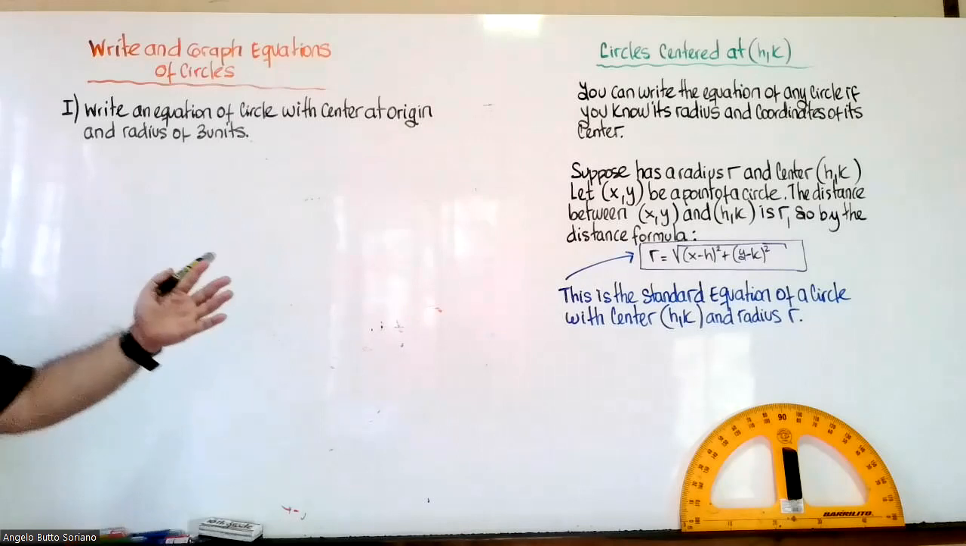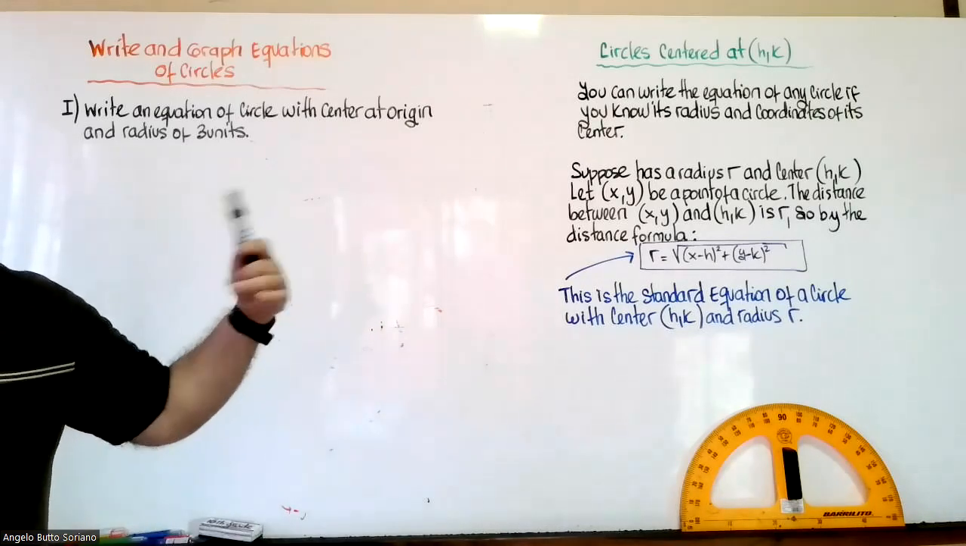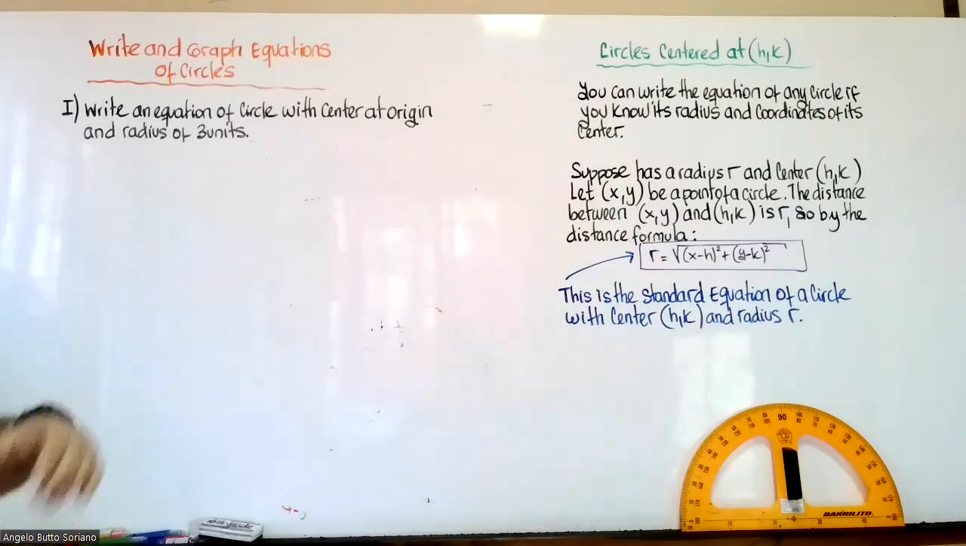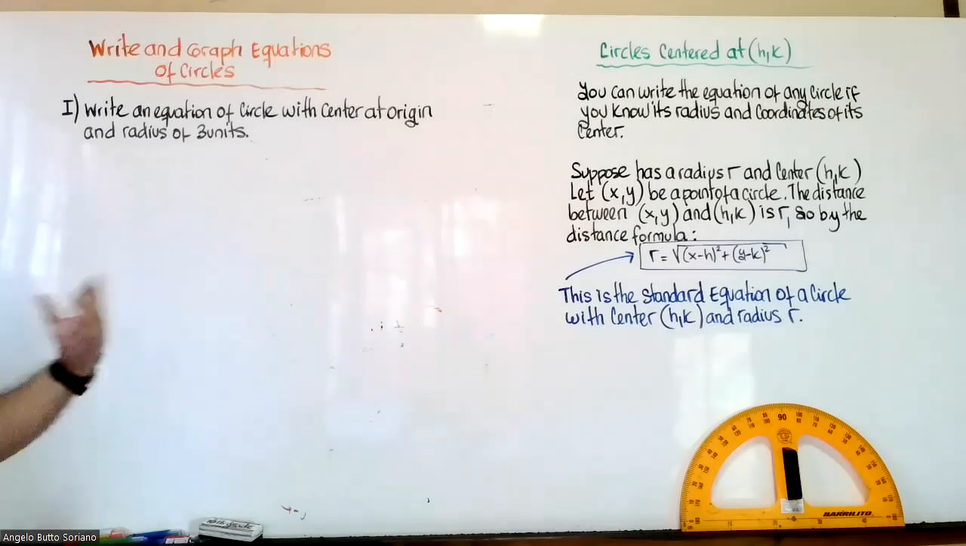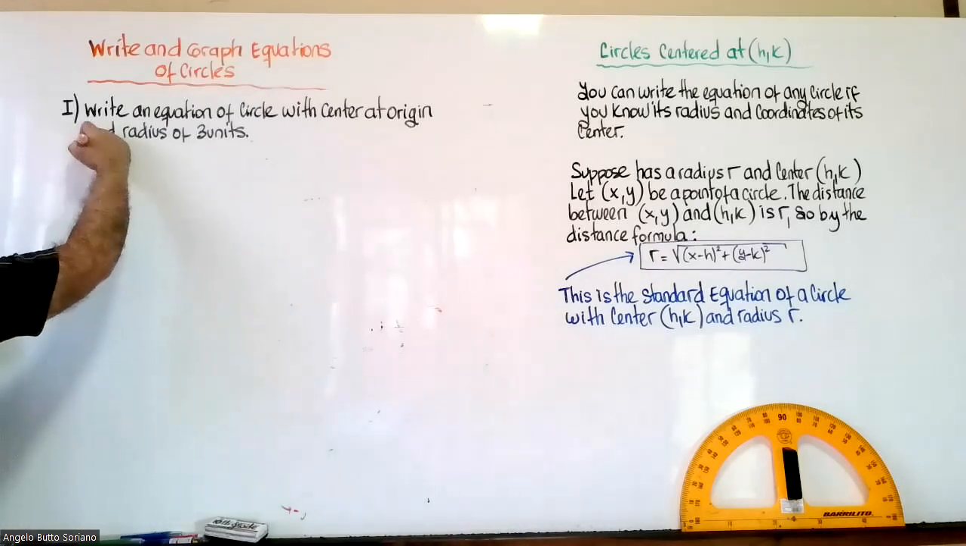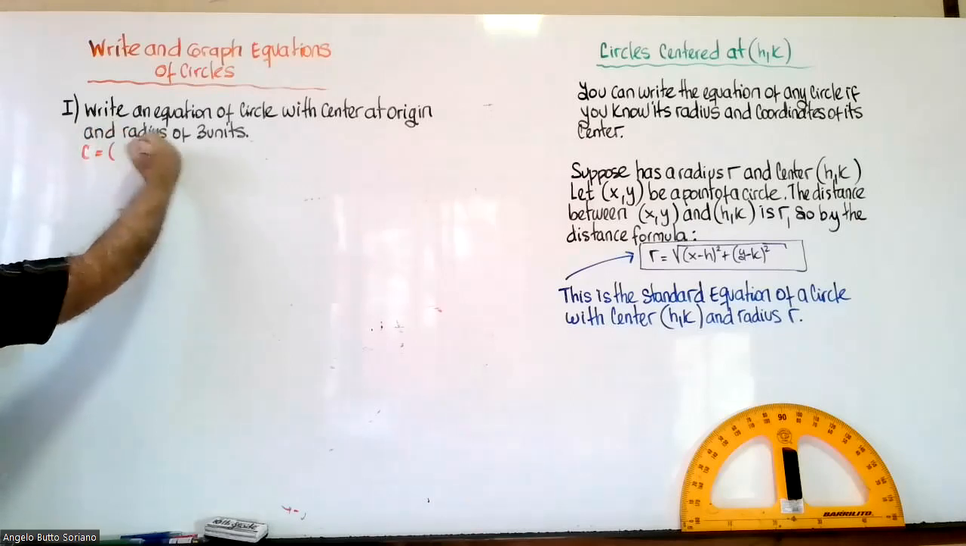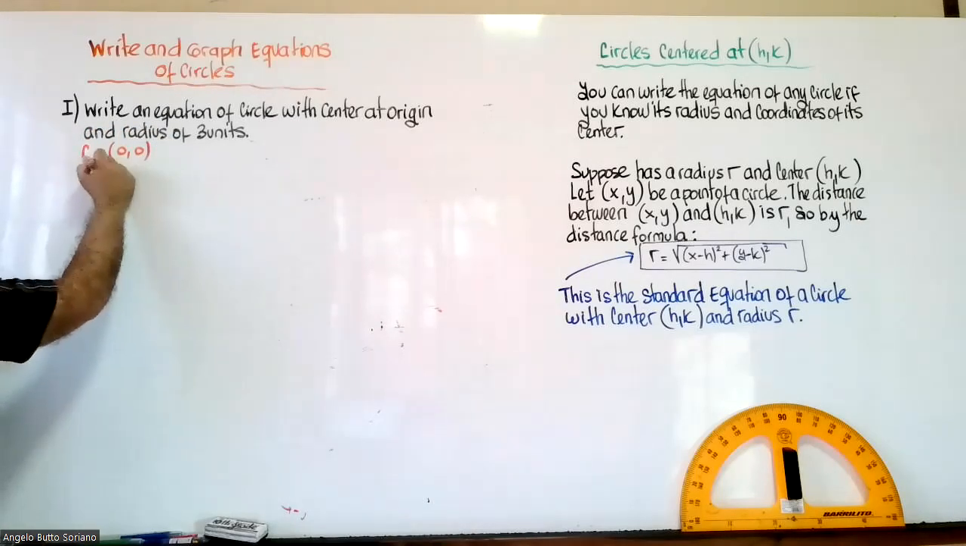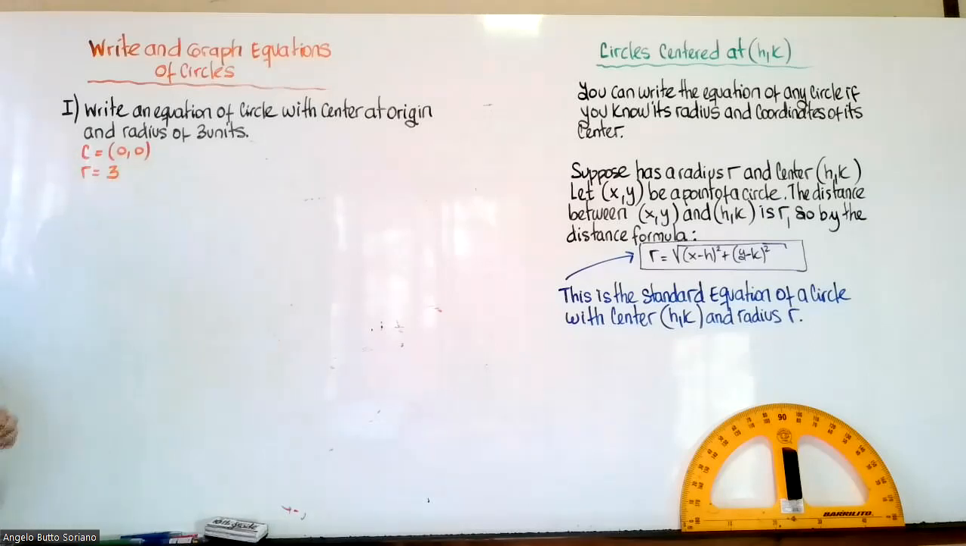Obviously, the problem is asking for the equation of the circle, but we're going to apply the equation and at the same time get the graph. Okay, first of all, the problem says the center. The center, according to the problem, is the origin. I mean 0, 0. And the radius will be 3 units.